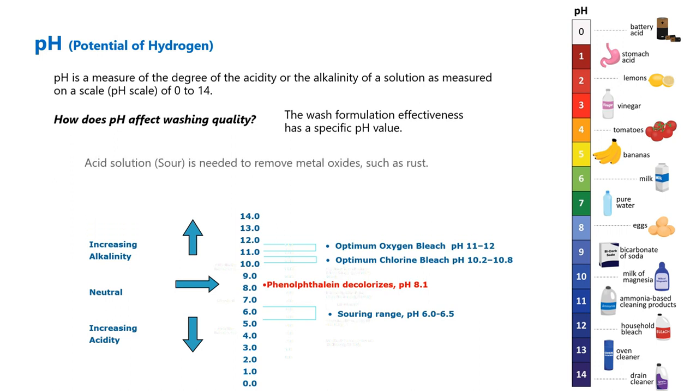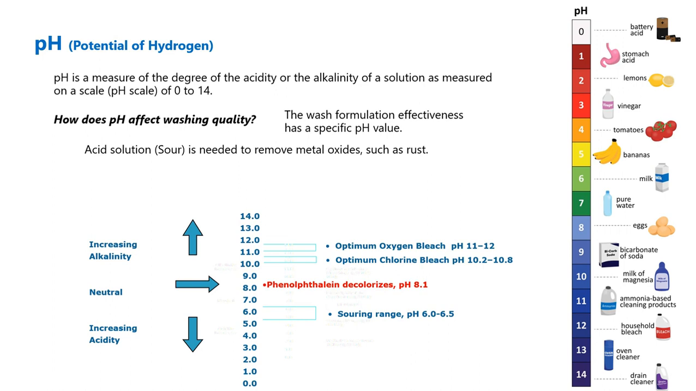If we're trying to remove rust, metal oxides that are in there, or even tanning type stains. Tanning type stains would be like coffee and teas. We would want a lower pH. To achieve a lower pH within the wash cycle, we have to be adding sour. Sour is an acid that lowers the pH.